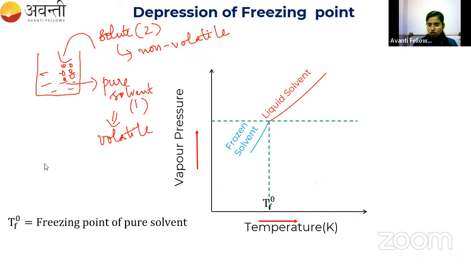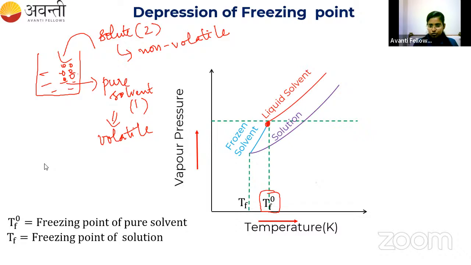Okay, this is the liquid solvent curve in which I have only the pure solvent. Yeah, very good, Sneha. So that particular solvent has some temperature, which is the freezing temperature of the solvent, denoted as TF naught, the freezing point of the pure solvent. Now, after adding the non-volatile solute, the liquid solvent will get frozen a little bit. So we will have a frozen solvent for the solution, and this line corresponds to TF, which is called the freezing point of the solution.